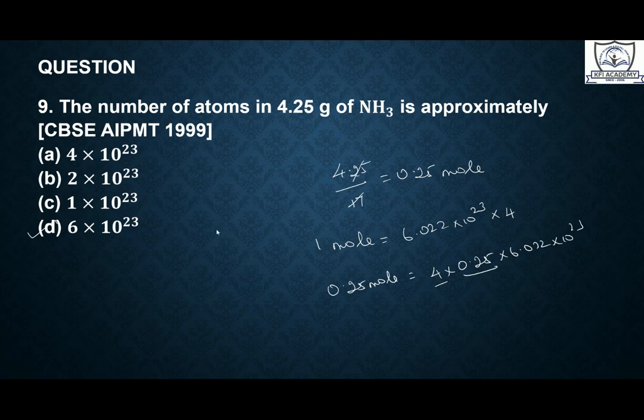So once again I am telling you this. Mass is given; given mass by molar mass, we can calculate moles. One molecule contains 4 atoms. So we know how many molecules are there in 1 mole: Avogadro number into 4. Already we calculated the number of moles, so number of moles into atoms: 4 into 0.25 into Avogadro number.